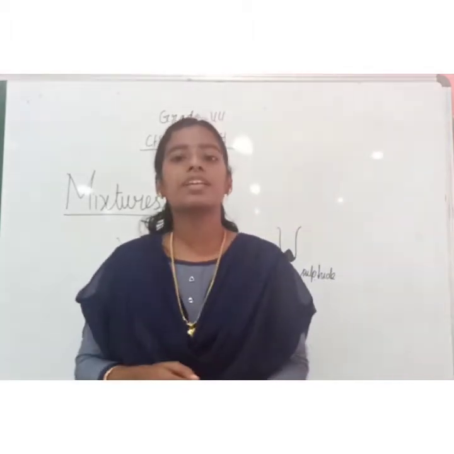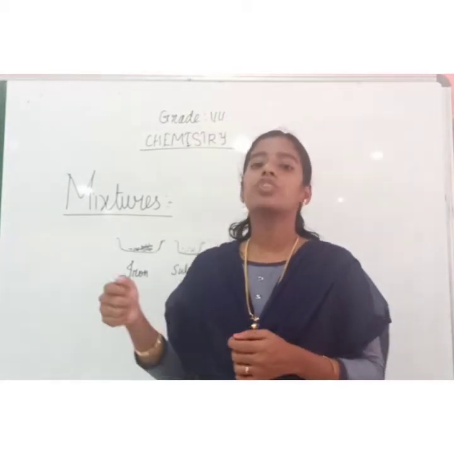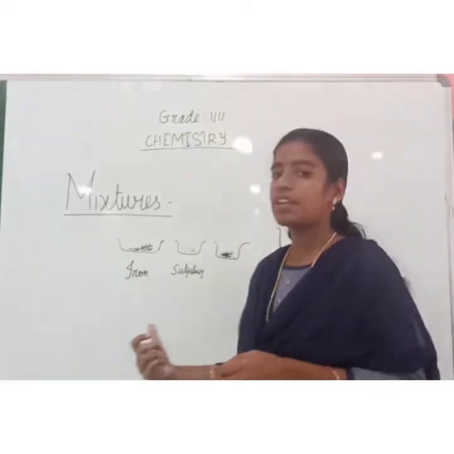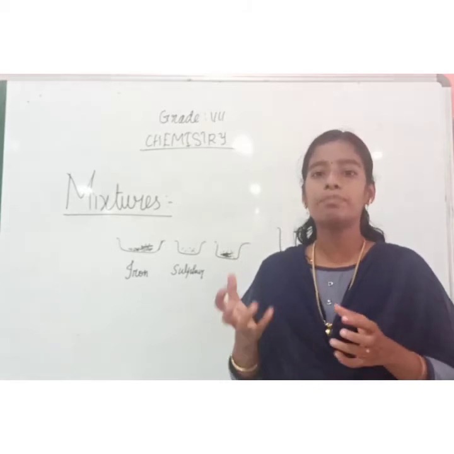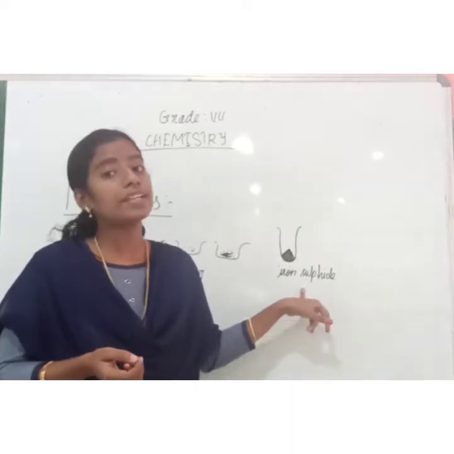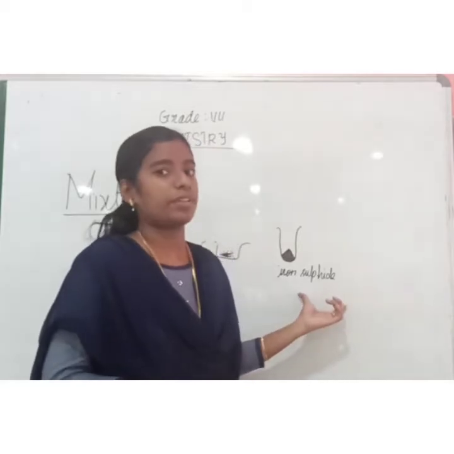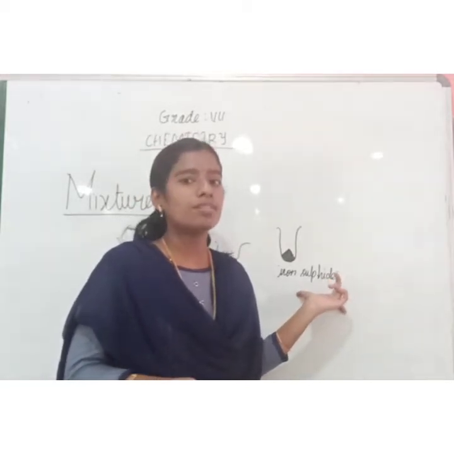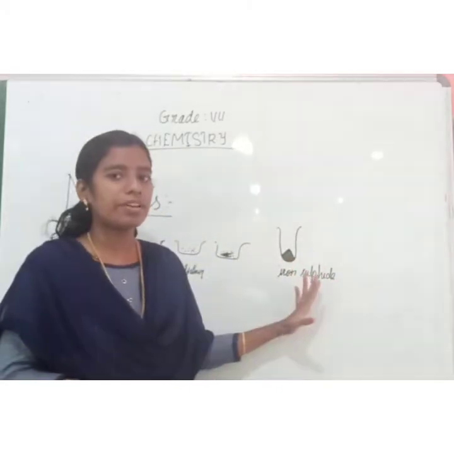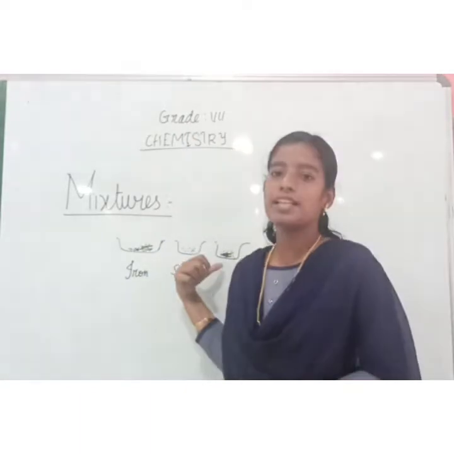Then one more thing: you take a test tube in the test tube holder, then you burn these two substances, iron and sulfur. While burning, what will happen? A new substance called iron sulfide is formed. Its chemical properties also changed. So, this is an example for a compound. Here, the earlier one is an example for mixtures.